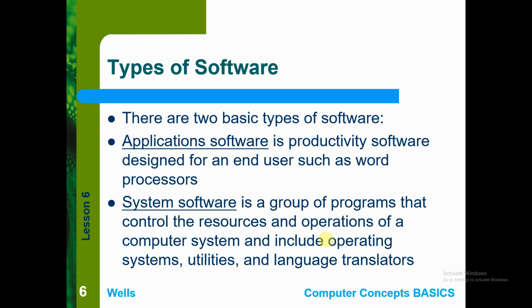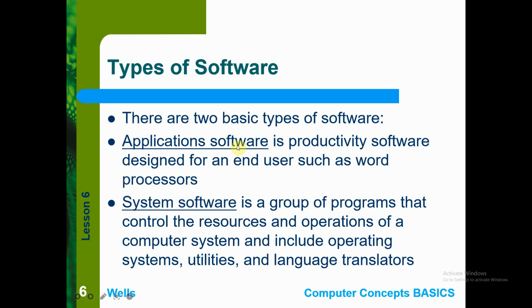Okay, to proceed. Basic type of software are applications and system. So when we define applications, productivity software designed for end user. And examples are word processor, Excel, mga programs yun, examples sa mga browsers nyo, mga email programs sa mga Outlook, etc. Those are examples of your application software, wherein the system software as comparison to that functions is a group of programs that control the resources and operations of a computer system.